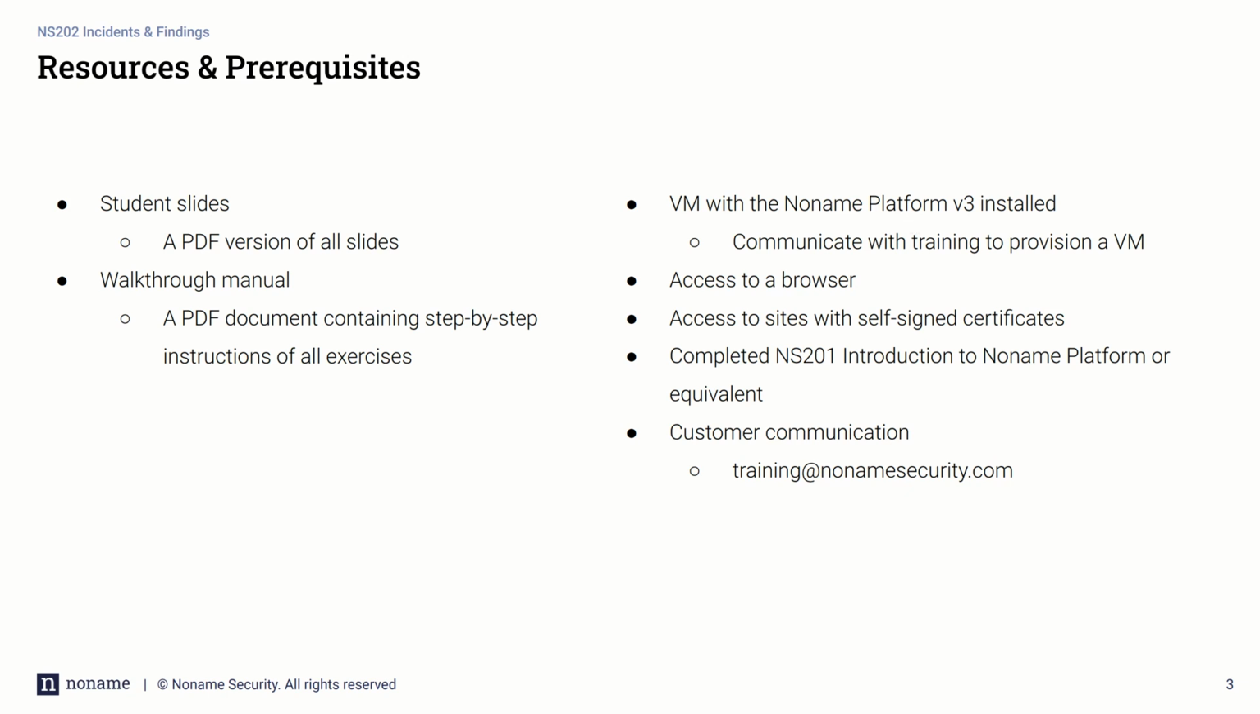Okay. Now the caveat is that if you want access to the No Name platform, you've got to send an email to training@nonamesecurity.com. You need to indicate that you want a VM for NS202 Incidents and Findings, just the code, the full name, I don't care, up to you. Right? And within a couple of hours, a few hours, I should be able to allocate that VM and pass it to you. Okay?